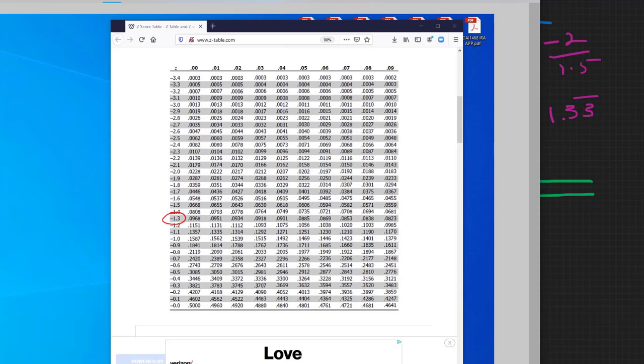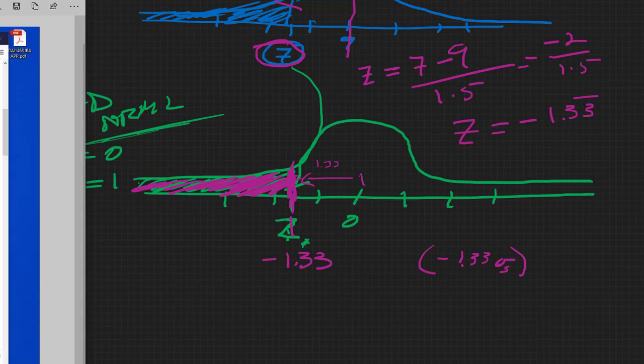And I'm looking for negative 1.33, which is right about here. Negative 1.3. Oh, but I'm missing a digit. So I'm always going to start on z coming down and then add the hundredths digit here. So this is negative 1.33. I'm going to start here, I'm going to go there, and then I'm going to match these guys up. So this guy's going to go to here until I get to here, and the answer is 0.0918. All right, well, that makes sense.